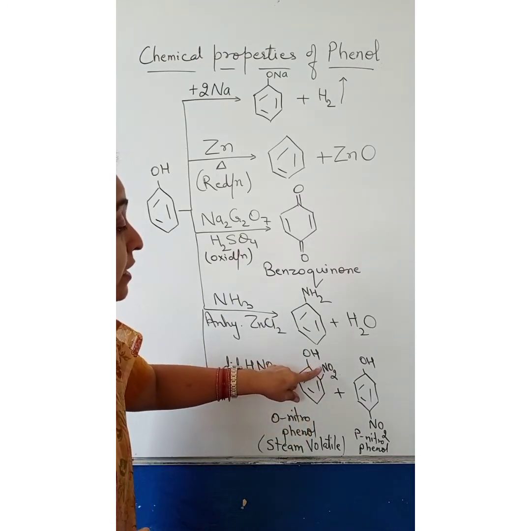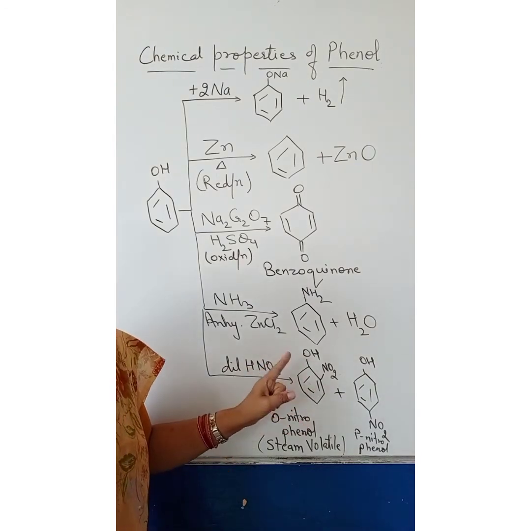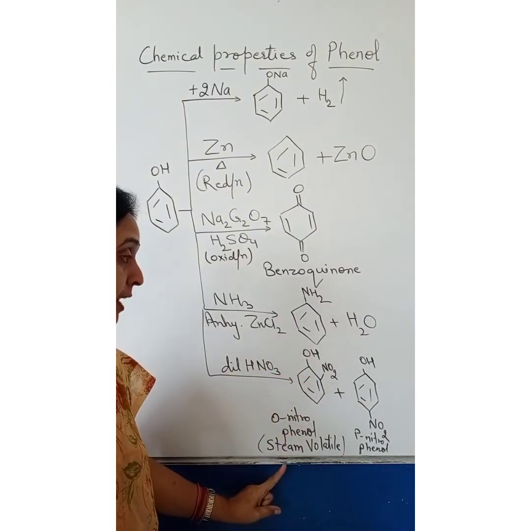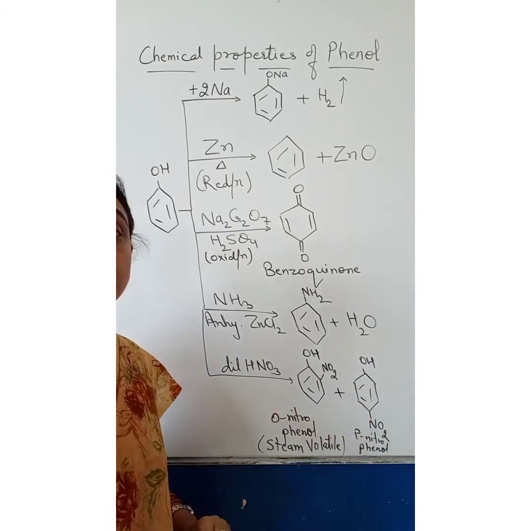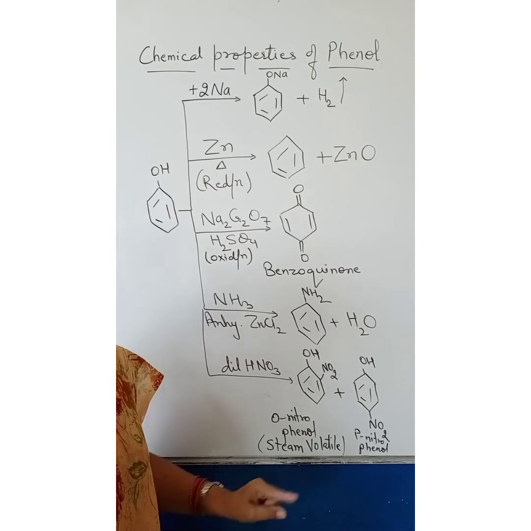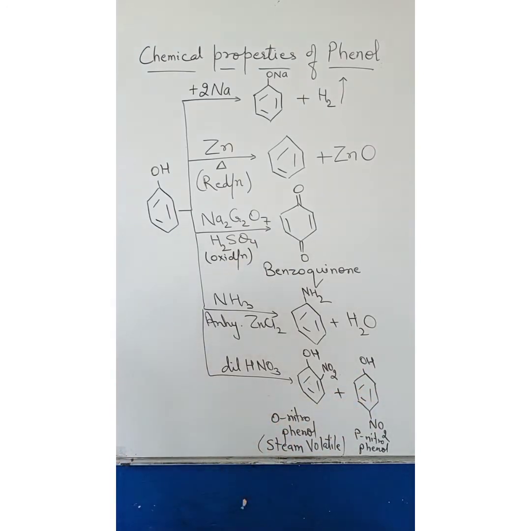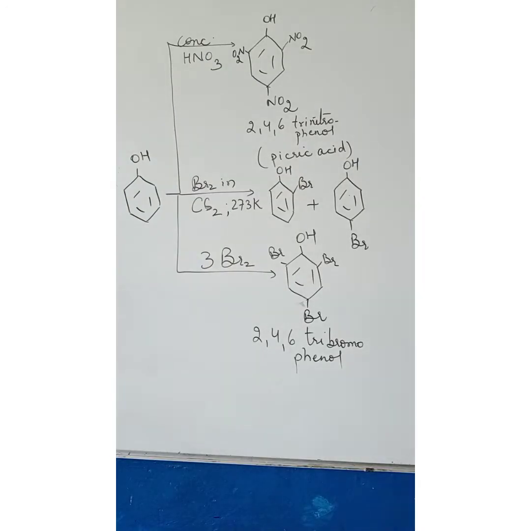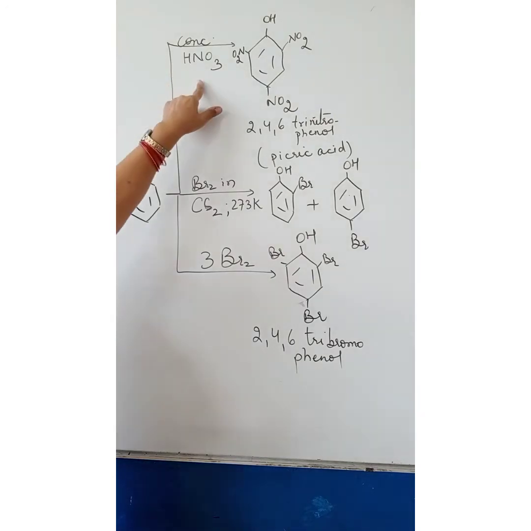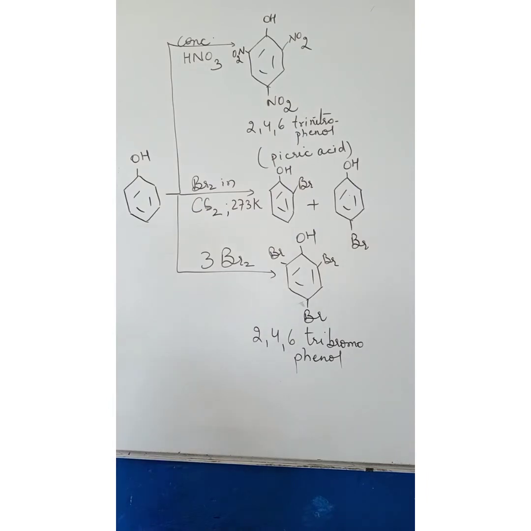Orthonitrophenol has intramolecular hydrogen bonding, due to which it is steam volatile, whereas paranitrophenol has intermolecular hydrogen bonding, due to which it is less volatile as compared to orthonitrophenol. Similarly, when phenol is treated with concentrated HNO3, it forms 2,4,6-trinitrophenol, which is popularly known as picric acid.